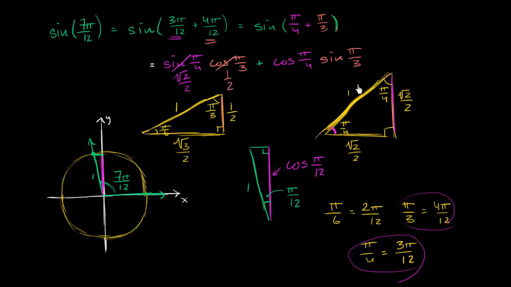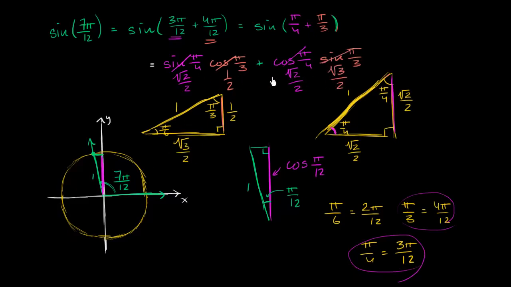What is cosine of pi over 4? Well, go back to pi over 4. It's adjacent over hypotenuse. It's square root of 2 over 2. And what's sine of pi over 3? Well, sine is opposite over hypotenuse. So square root of 3 over 2 divided by 1, which is square root of 3 over 2.